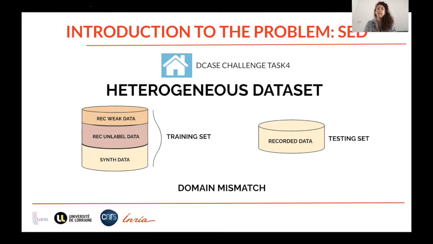In this case, the dataset is composed of a smaller amount of recorded weakly labeled data, for which we know the events present in the clips, but we don't know the onset and the offset, a bigger amount of recorded and unlabeled data, and a smaller amount of synthetic strongly labeled data. In the testing set, we have recorded data, which are strongly labeled. So in this case, we also have a domain mismatch between recorded and synthetic data.